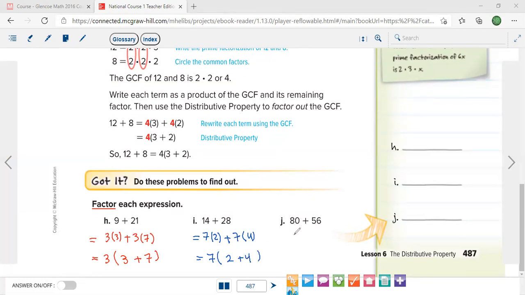Now for this problem, like 80 and 56, both are in the table of 8, because this one is 8 times 10 and this one is 8 by 7. So let's write it down that this is 8 multiplied by 10 plus 8 multiplied by 7. Of course, you can notice that the discovered factor is written outside. We discovered that it's 8, so you must write the 8 outside. So 8 is outside, and in parentheses 10 plus 7. That's it.